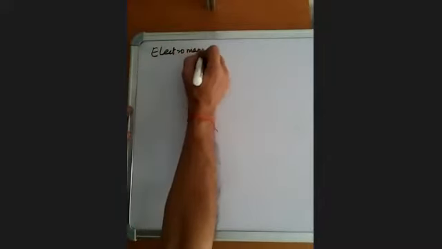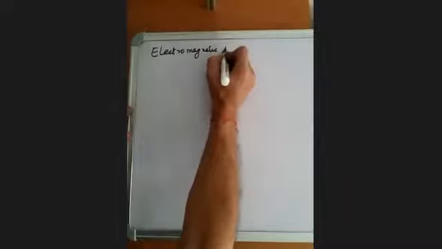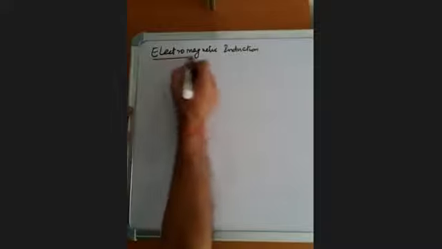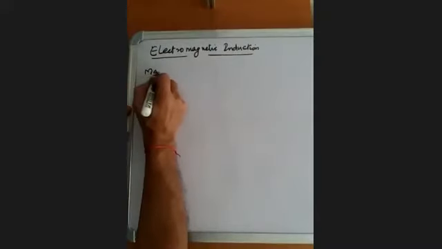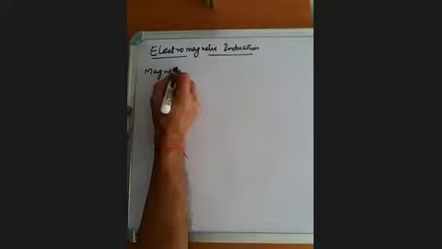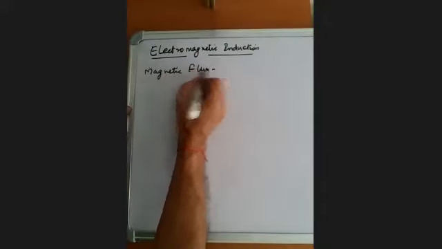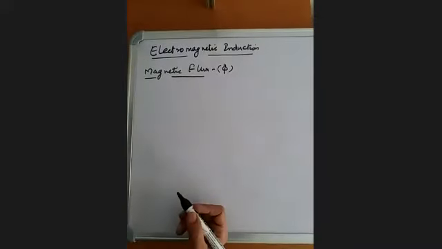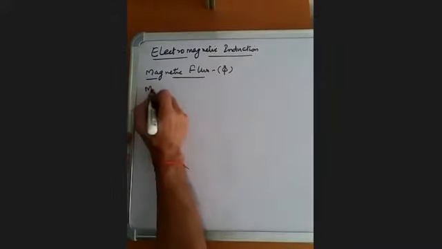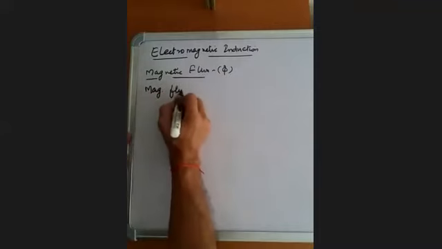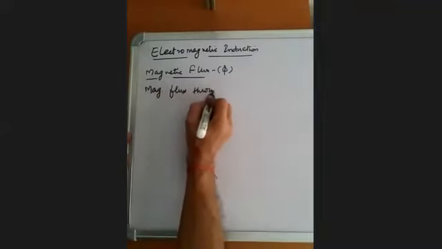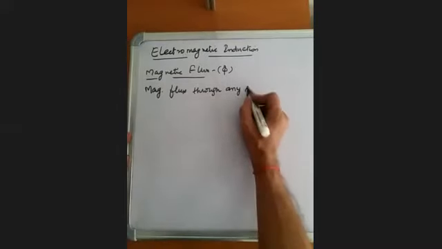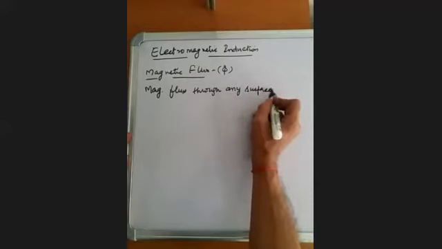Electromagnetic induction. Magnetic flux, represented by the letter phi. So magnetic flux through any surface area.